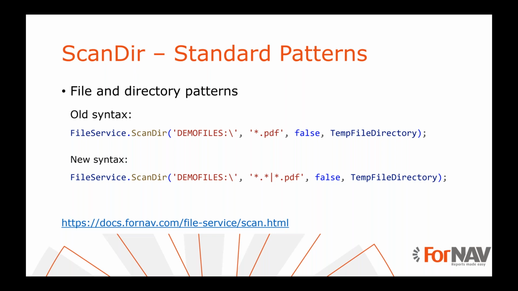In the first example here with the old syntax, we are scanning for PDF files, but using this filter, we also use the filter for subdirectories. So if you're scanning a directory tree, you will only get the directories that are also named .pdf. We needed to extend this a little bit. In the new syntax, the old syntax is still valid, but you can also add the vertical line and then separate the pattern you want for directories and for files. In this case, it will scan all directory names, but only the PDF files.